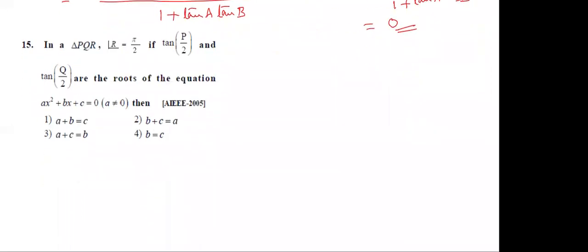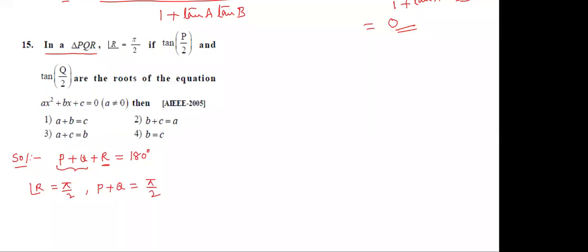15th question, very, very important. First, observe the given conditions. In a triangle PQR, the sum of the angles is how much? Angle P plus angle Q plus angle R, 180 degrees. Already given angle R is 90 degrees. Angle R is 90 degrees means P plus Q is 90 degrees or not? P plus Q 90, R 90, 90 plus 90 is 180. Students, do you understand?